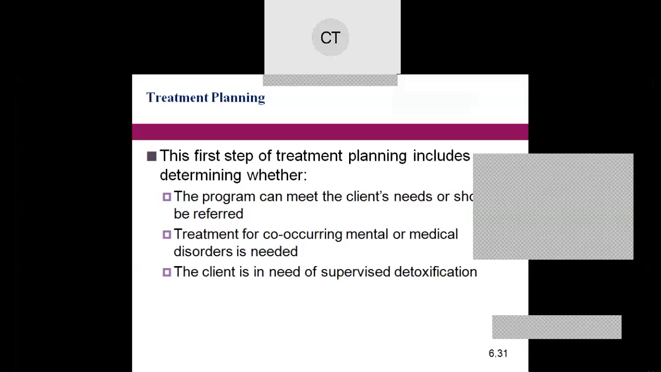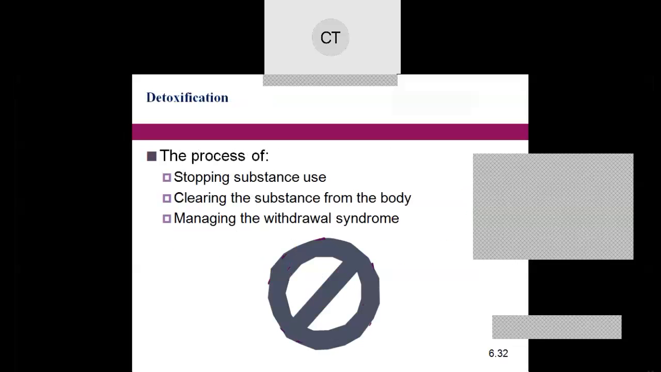So these are the things that we need to check. That client's needs are met. His co-occurring disorders or medical care needs to be treated. Detoxification needs to be supervised. And what is detoxification?